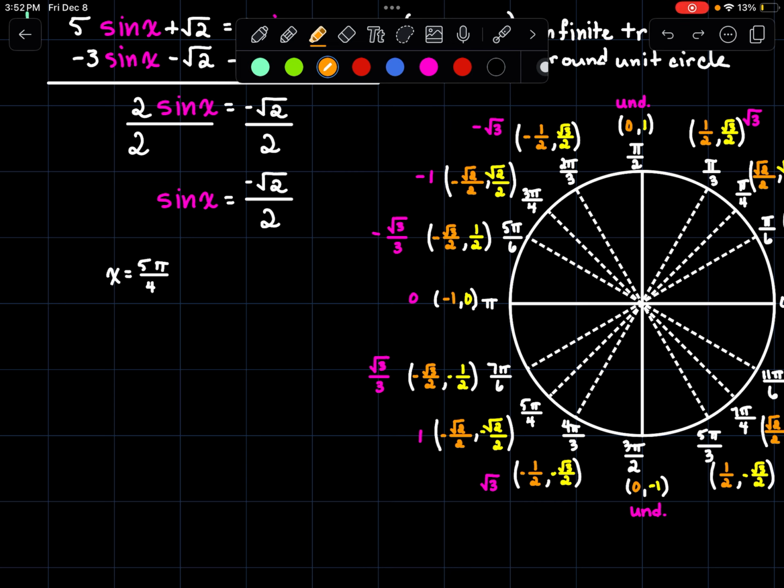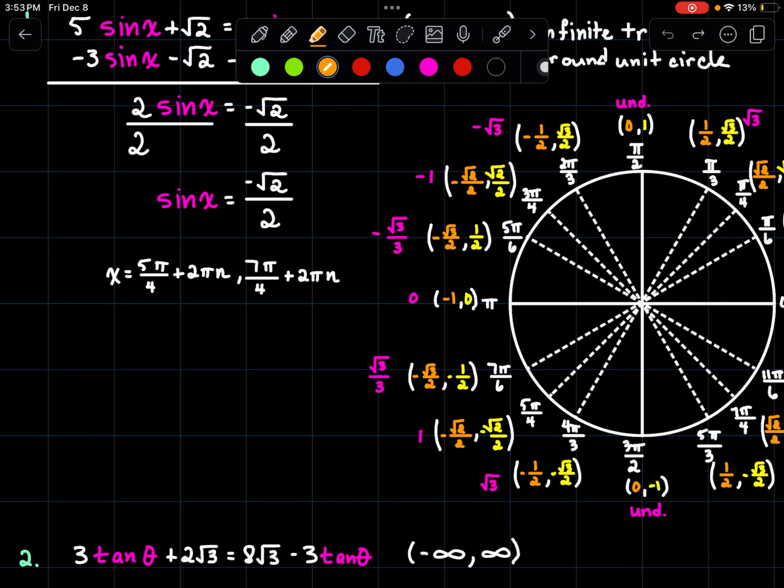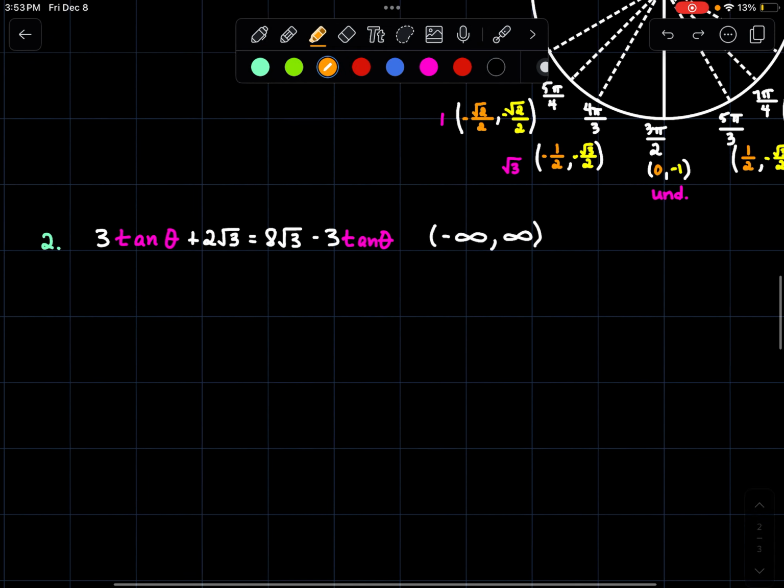But since we're on that infinite interval from negative infinity to positive infinity, we have to add in that period unit. So we have to put plus 2 pi in afterwards. The second solution we said was 7 pi over 4. And again, we're on the infinite interval, so we'll add in that plus 2 pi. And this is what we'll say our solutions are for this particular trig equation. So that's isolating the expression.